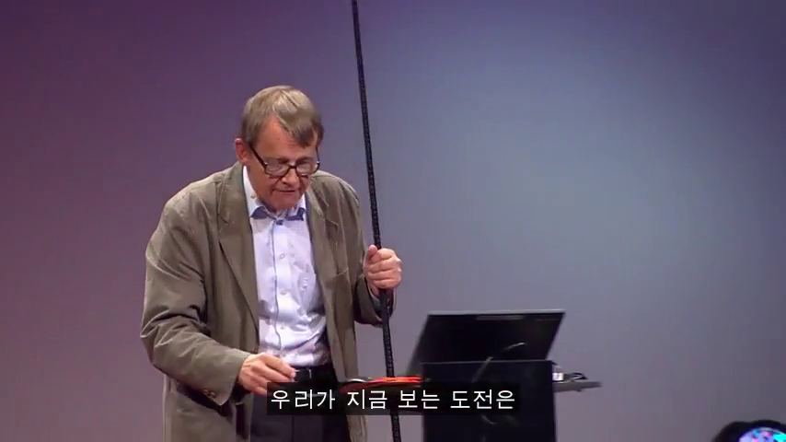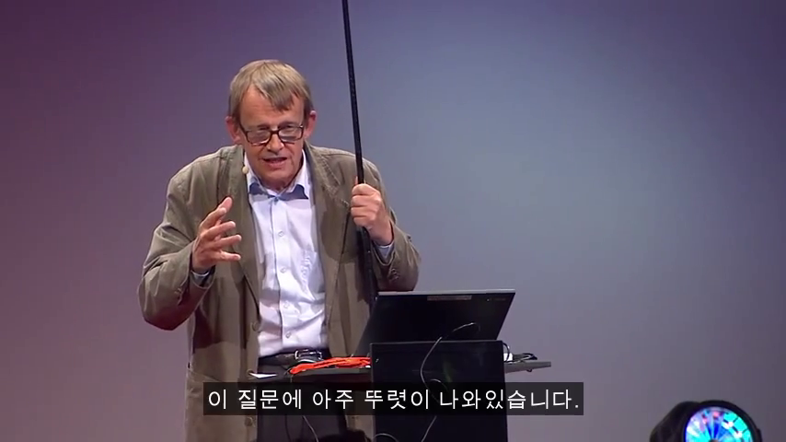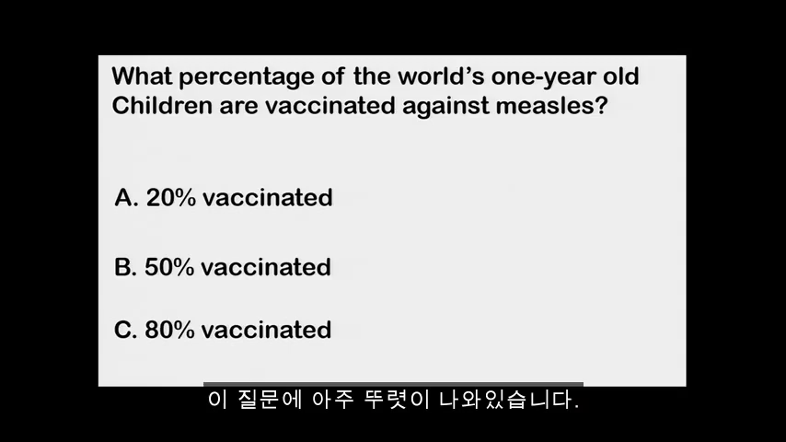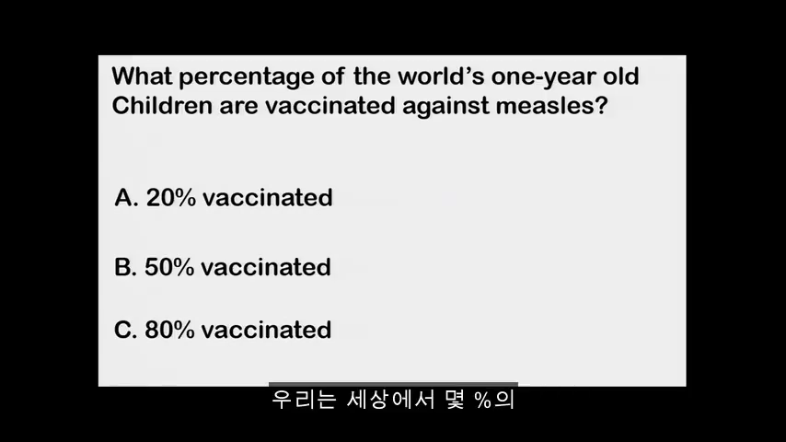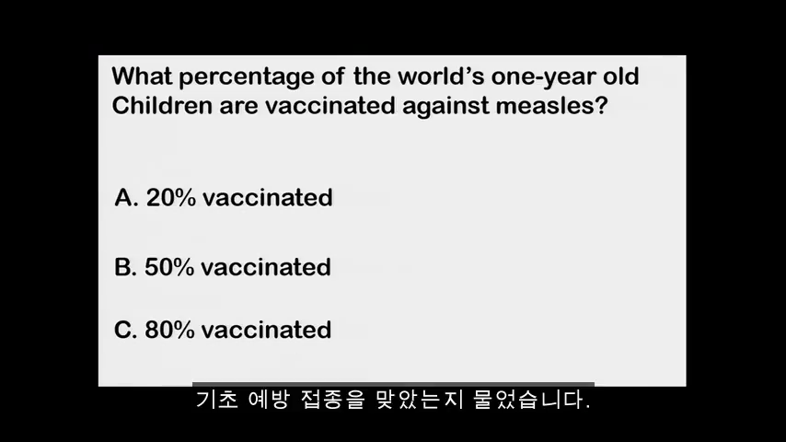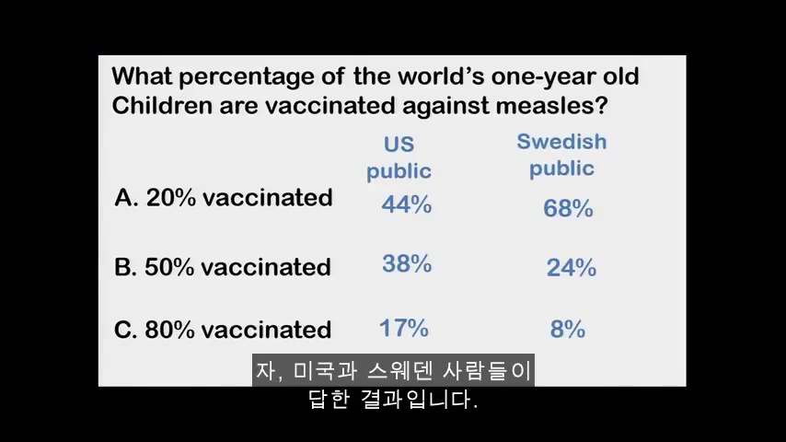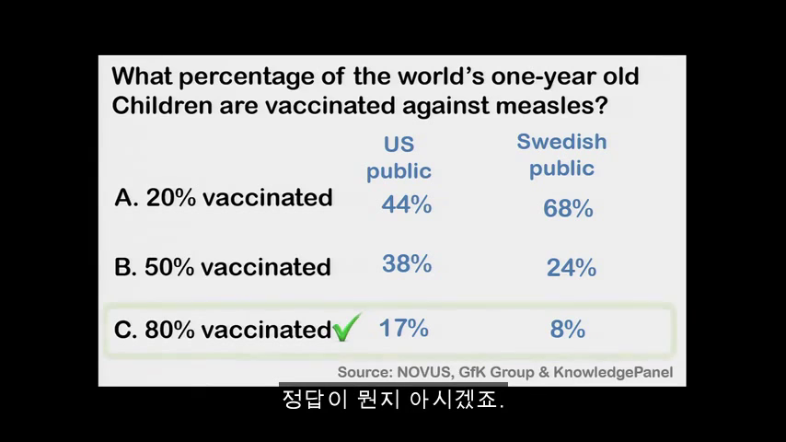The challenge we have now, you know, is to get away from that, understand where the majority is, and that was very clearly shown in this question. We asked, what is the percentage of the world's 1-year-old children who have got those basic vaccines against measles and other things that we've had for many years? 20, 50 or 80%? Now, this is what the US public and the Swedish answered. And you see, look at the Swedish result, you know what the right answer is.